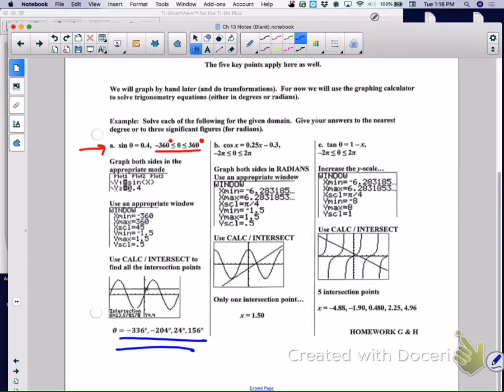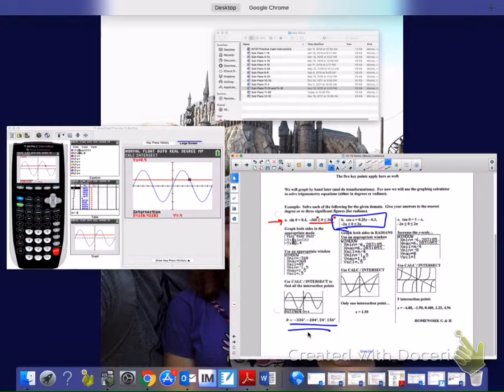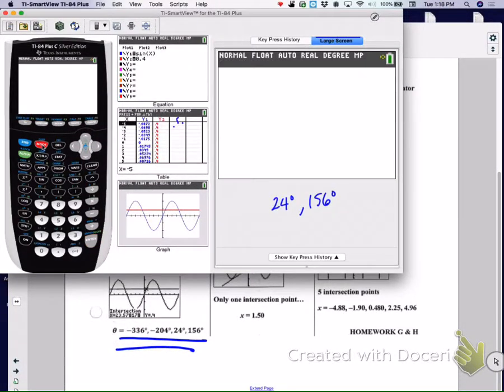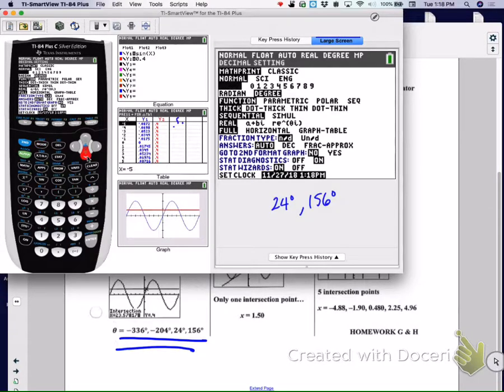Now, it's really going to be no different than that for the other ones here. So for B, I've got the cosine of x. Now this time, though, I'm in radians, so I'm going to have to switch the mode of my calculator. So I'm going to go to mode and go down here to radian.